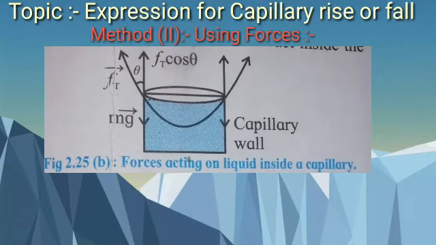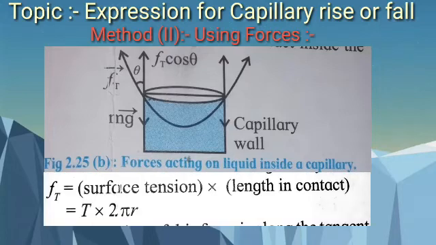The liquid meniscus in the tube is along the circle of circumference 2 pi r, which is in contact with the glass capillary tube. Due to surface tension of water, a force equal to T per unit length acts at all points on the circumference. Thus, the force due to surface tension is given by force is equal to surface tension into length in contact, that is F_T is equal to capital T into 2 pi r.